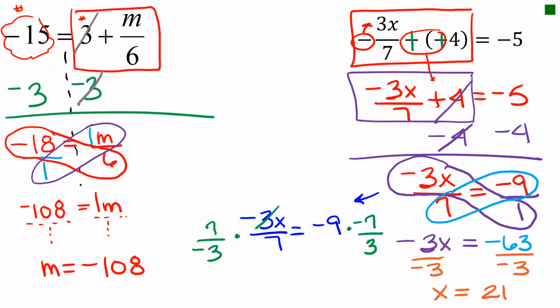Over here to check, the 3's cancel, the 7's cancel, the negatives cancel. All you have left is x. Over here, -9 times -7 is 63. 63 divided by 3 is 21. So you get the same answer. Just wanted to give you a different option of which way to go with that. So, two-step equations, easy peasy, move, divide. That's it.